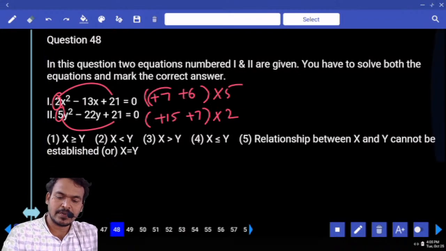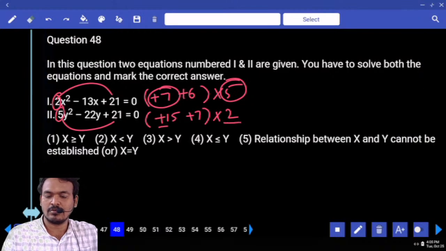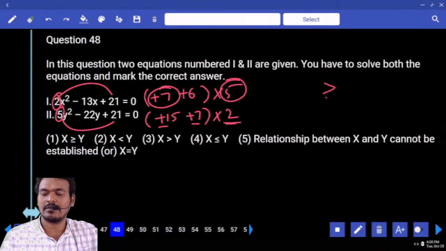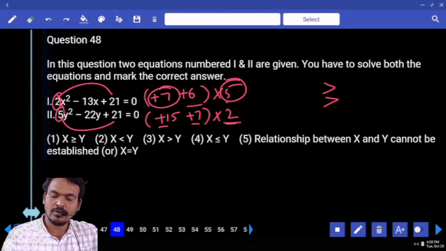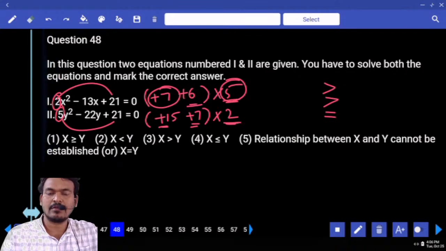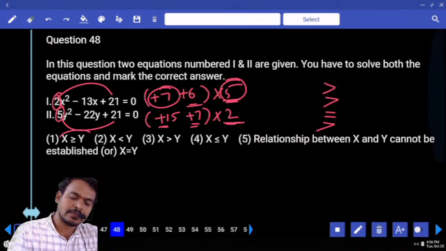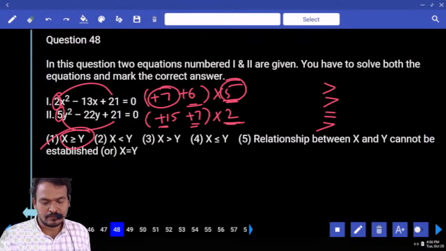Okay. 7 fives are how much? 35. That 35 compared to 15 into 2 and 7 into 2, greater or lesser? Greater. 6 fives are how much? 30. 15 into 2 is also 30. Equal. But the 6 into 5 value compared to the 7 into 2 value is greater. Then the overall relation is x greater than or equal to y.